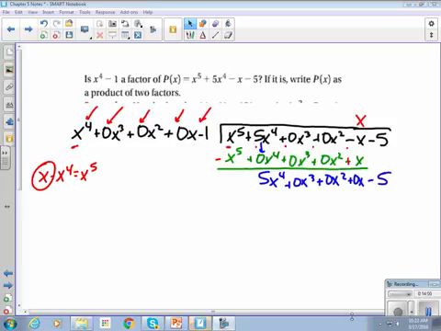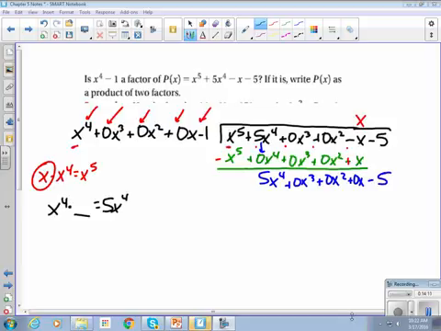So what do I multiply x to the fourth by to get 5x to the fourth? It is easy. It's your age when you start kindergarten. It is 5. So we're going to multiply x to the fourth by 5. And it is positive 5. All right, so let's do that.